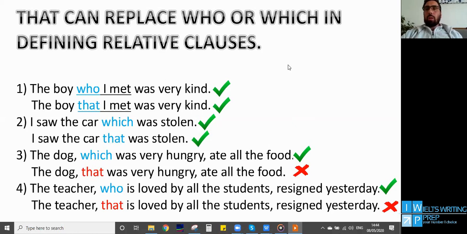Now, that can replace which and who. So we can use them interchangeably in defining relative clauses. Defining relative clauses are the clauses without the commas or the comma. But with non-defining relative clauses, we cannot use that to replace which or who.